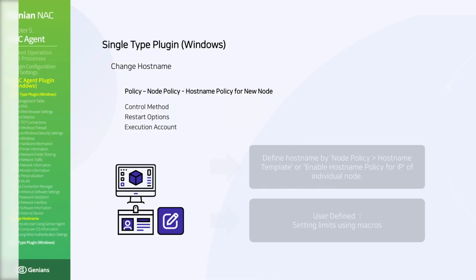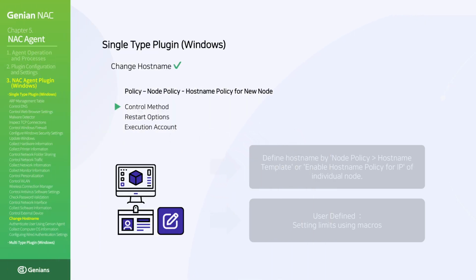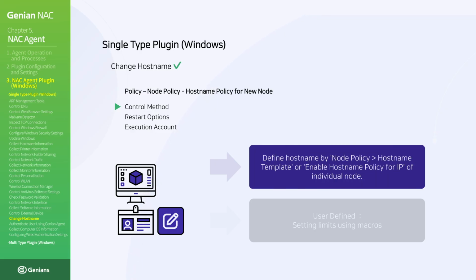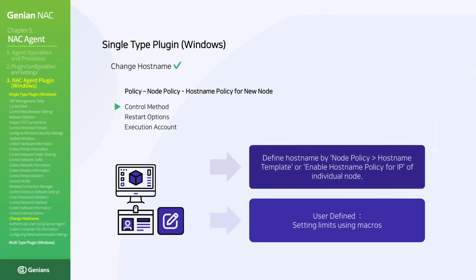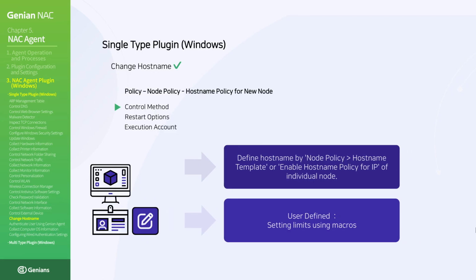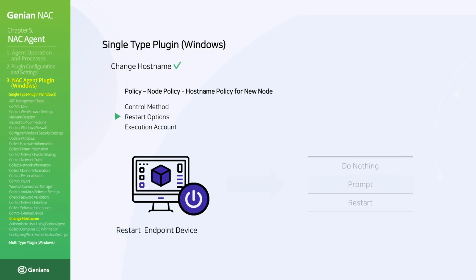The Change Hostname plugin allows for changing the computer name, or hostname, on user endpoints. This plugin is primarily used for administrative purposes, enabling the restriction and configuration of randomly generated computer names according to the settings defined in node policies or macros specified through direct input. For the change hostname to be applied successfully, the user endpoint must be rebooted. The reboot method is configured on the user endpoint after the computer name has been changed.